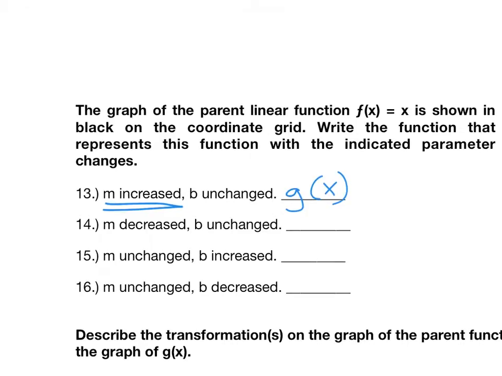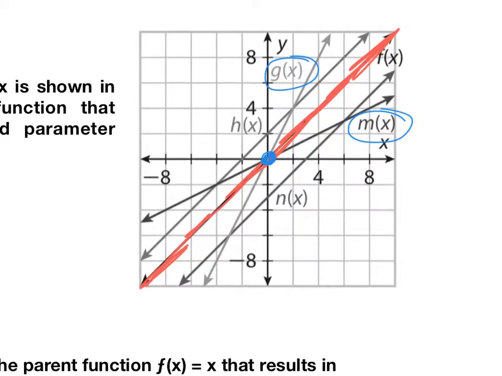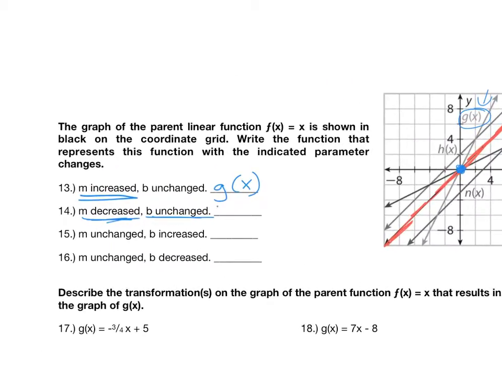Number 14, this time our slope is decreased, but our y-intercept is still the same. All right, so slope is decreased, but the y-intercept is still the same. So it's still crossing 0, 0, which means that it's only going to be one of two lines. But this time our slope is smaller, which means it's going to be less steep. It's not as steep, so that would be m of x.